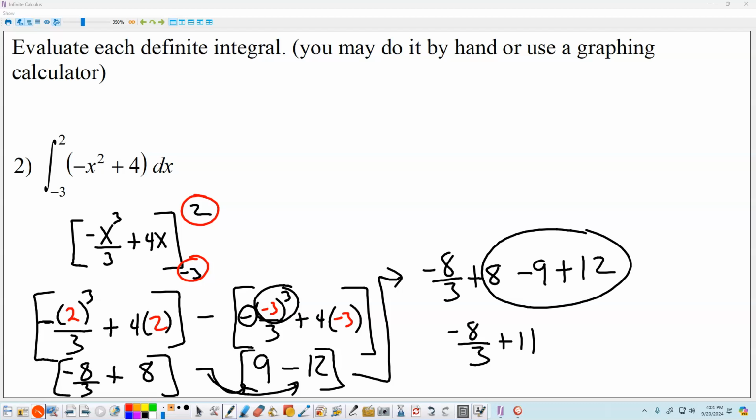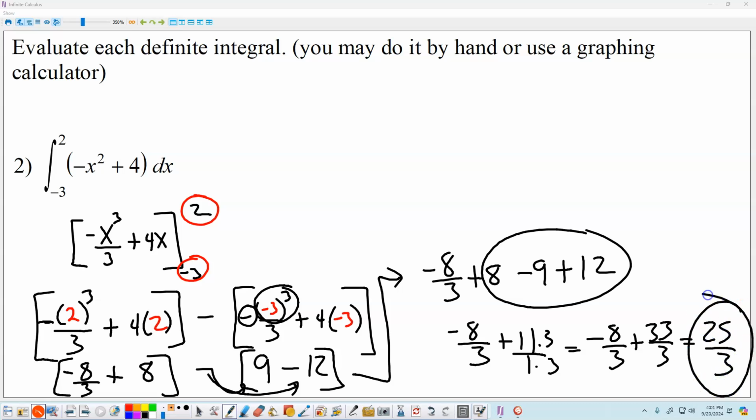And then we need to get a common denominator to combine these. So I'll put this over 1 and multiply the top and bottom by 3, which gives me 33/3. And if I combine 33 and 8, I end up with 25/3 would be my final answer there if I were doing it by hand without a calculator.